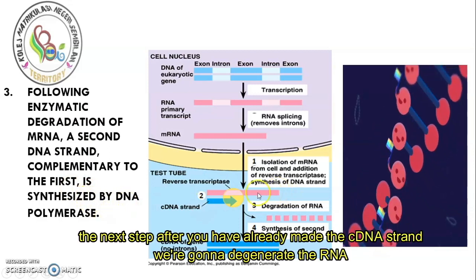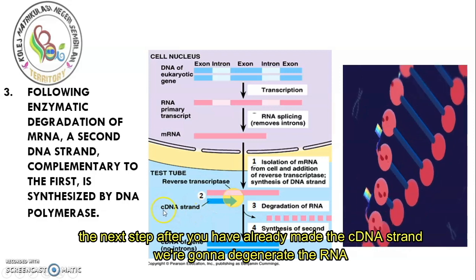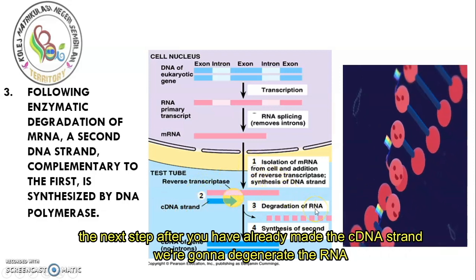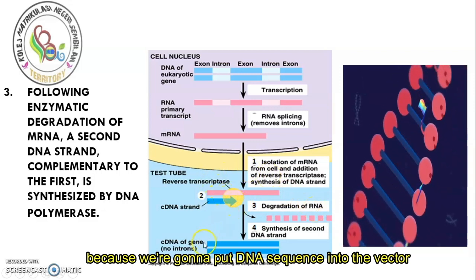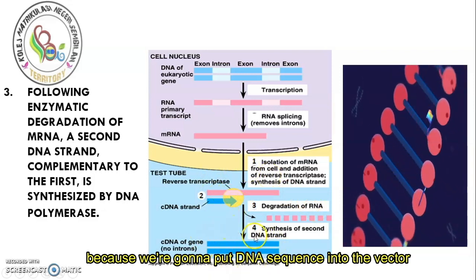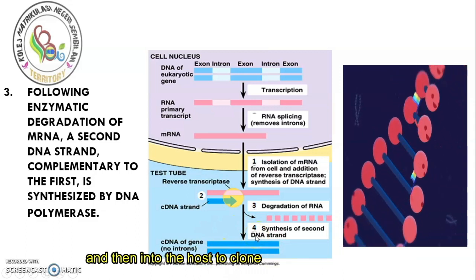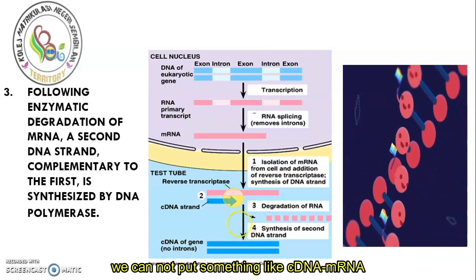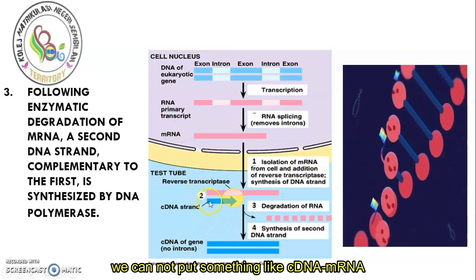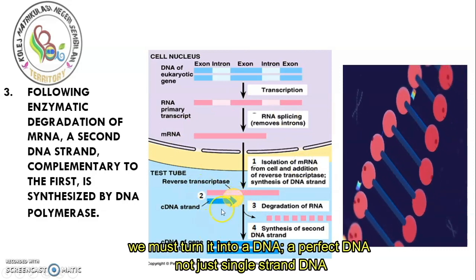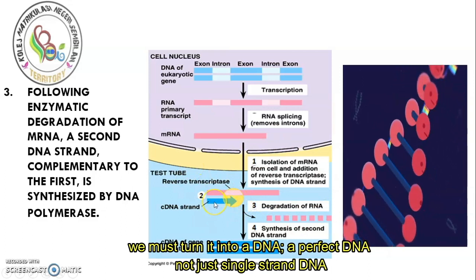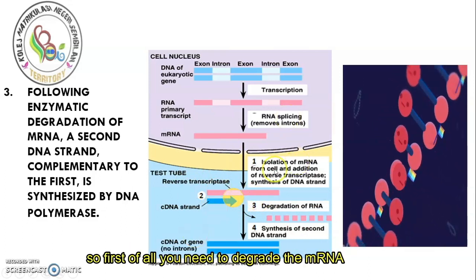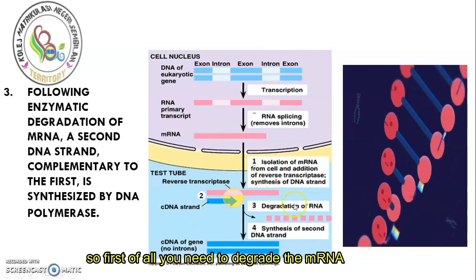The next step after you have already made the cDNA strand, we're going to degrade the RNA, because we're going to put the DNA sequence into the vector and then into the host to clone. We cannot put something like cDNA and mRNA. We must turn it into a DNA, a perfect DNA, not just a single-stranded DNA. So first of all, you need to degrade the mRNA.